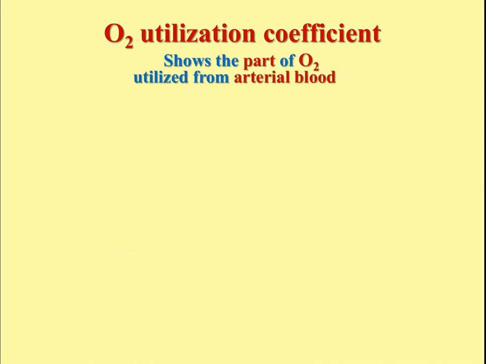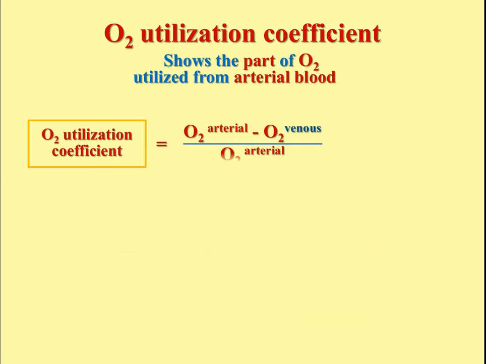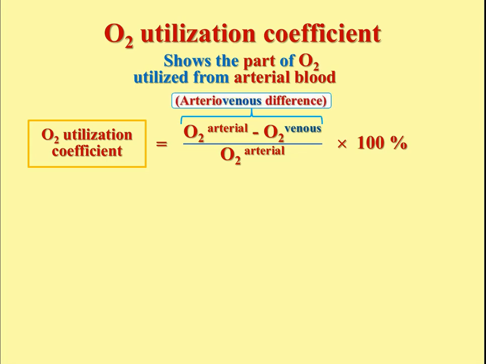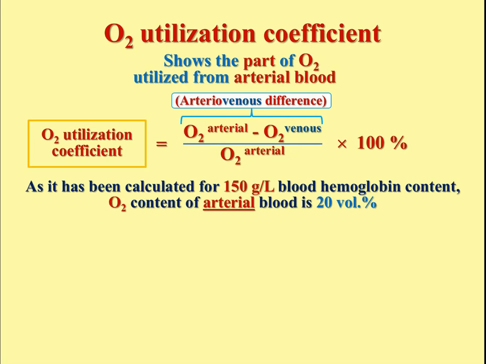Oxygen utilization coefficient. We already talked about this, but now let's calculate it exactly. It's a part of oxygen utilized from the arterial blood. Oxygen utilization quotient, therefore, or coefficient, is difference between arterial and venous oxygen content, which is used oxygen. Also, it's called arterio-venous difference, and divided by initial content in arterial blood. And how we can calculate it?